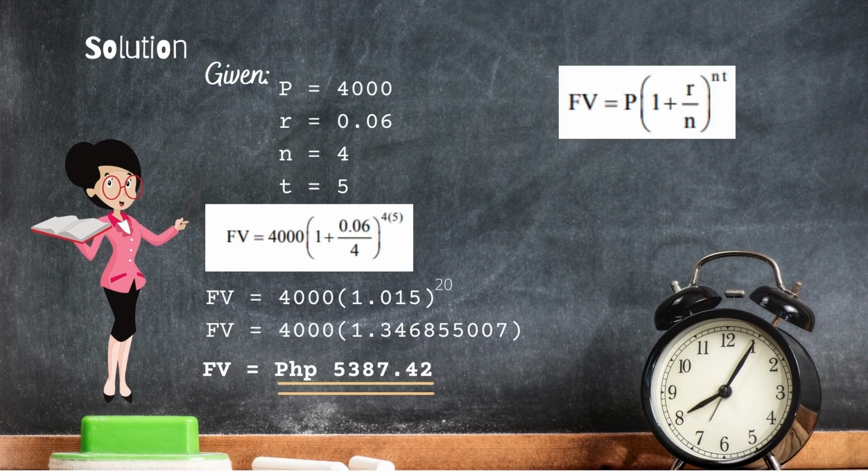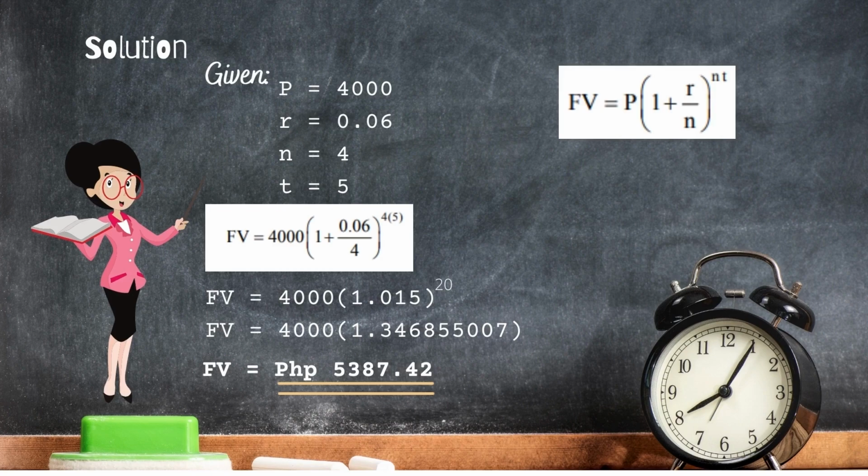If we are going to plug into the formula, FV is equal to 4,000, which is P, times (1 plus 0.06, which is the rate, divided by 4, which is N) raised to the power of 4 times 5. So FV is equal to 4,000 times 1 plus... you have to divide first 0.06 by 4 to get 0.015, raised to the power of 4 times 5, which is equal to 20.